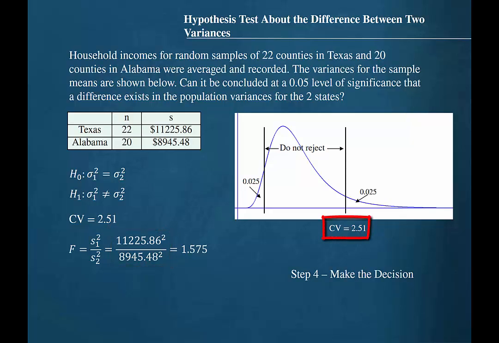Our critical value this time is 2.51. Our F test value is 1.575. This value clearly lands in the region where we would not reject the null hypothesis. So in other words, there was not enough difference between the variances so that the ratio would be greater than 2.51. So our decision should then be, do not reject the null hypothesis.